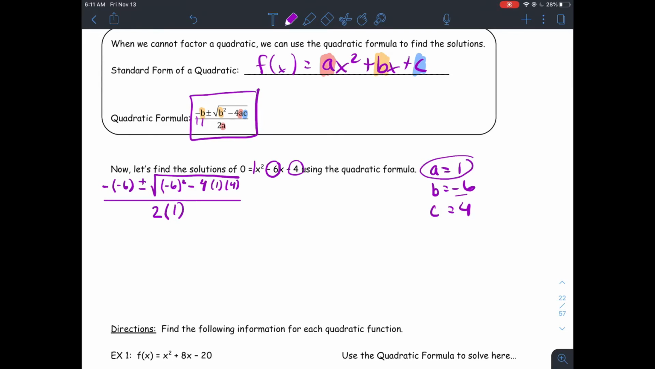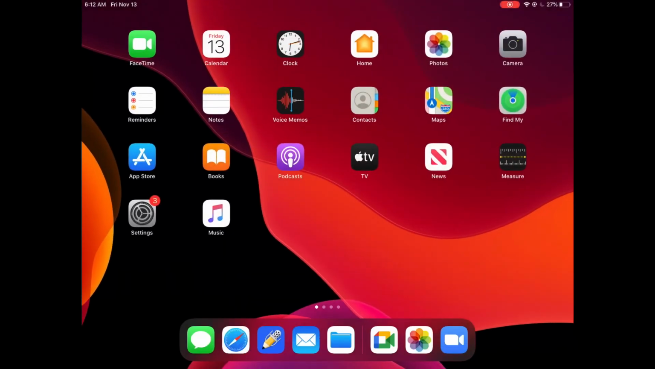So now let's try and simplify this a little bit. Minus -6 is going to be equal to +6. So we're going to say 6 plus or minus, and then we end up with negative 6 squared. Now, please, please, please, always remember that when you square a negative, it becomes positive. Don't just plug in negative 6. Actually, let's talk about that.